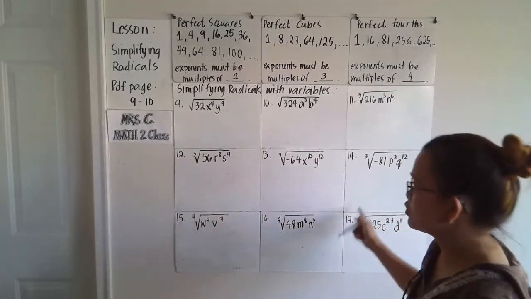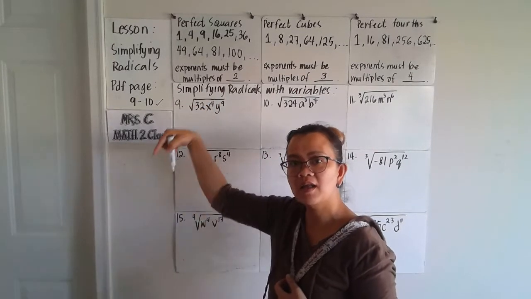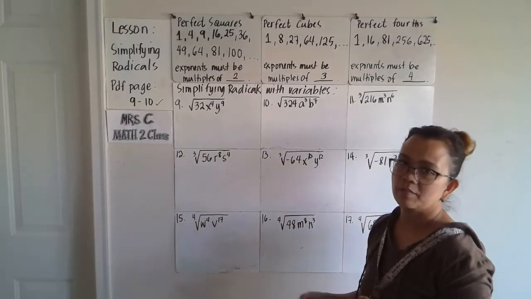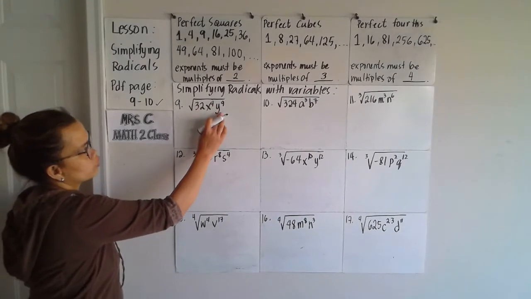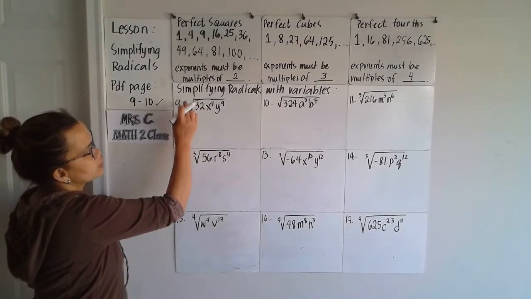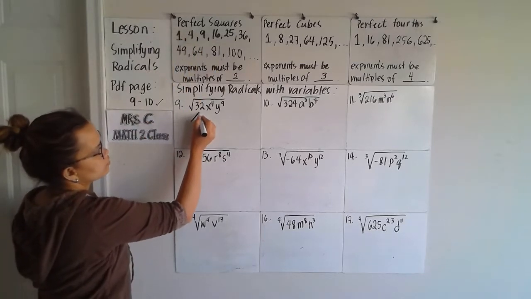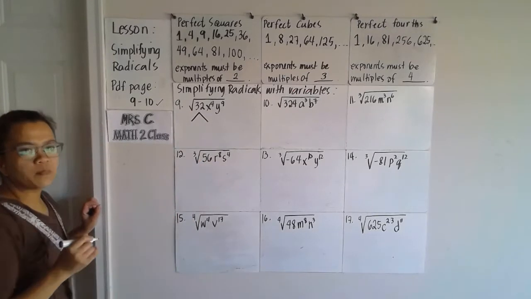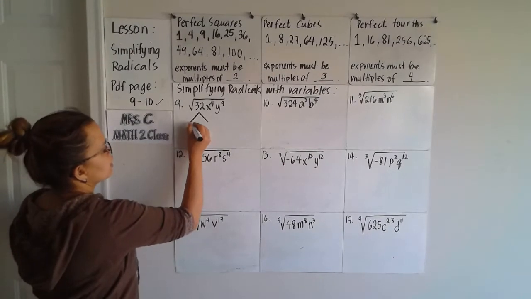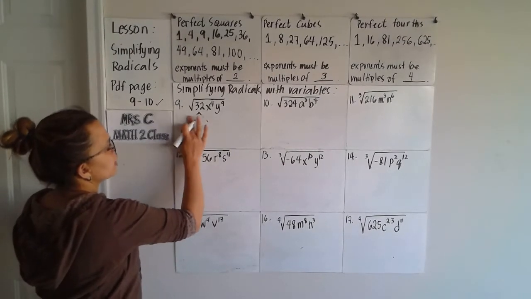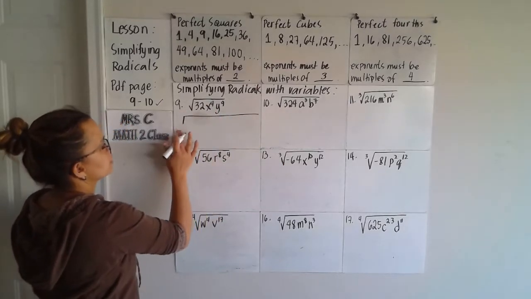These examples can be found on page 10. Again, I will put the PDF file packet of these examples. All right. Number 9 says square root of 32x to the fourth y to the ninth power. Since there's no index here, it means that it is a perfect square. So for 32, we need to think of a number that contains a perfect square, and that will be 16, since 32 is easy. So let's just create a big radical symbol so we can simplify everything in one place.